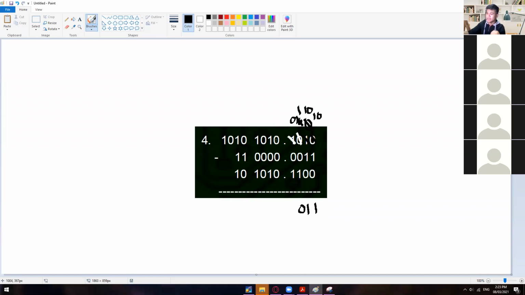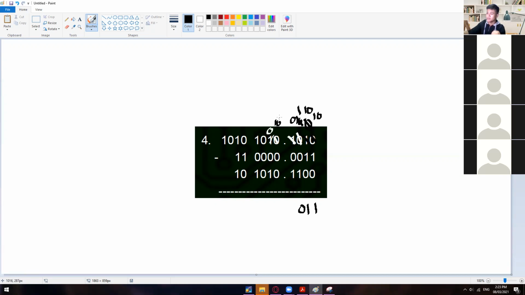But then again, we cannot borrow from our neighbor since he doesn't have anything. So we have to borrow from his neighbor for us to be able to borrow again. Okay, so this 1 will become 0. This 0 will become 10. And now he has money, so we can now borrow.